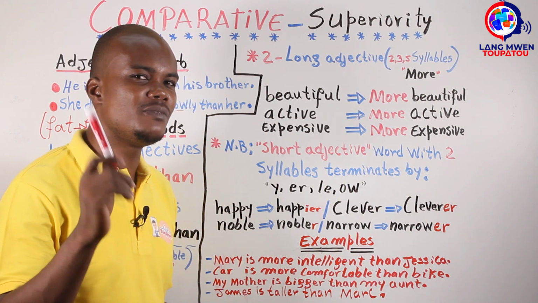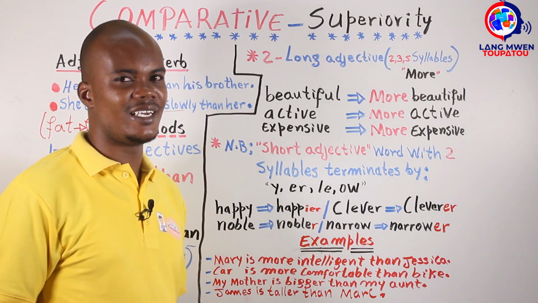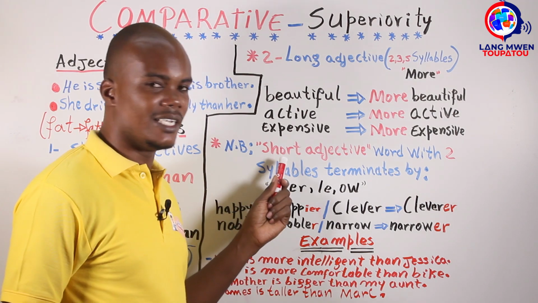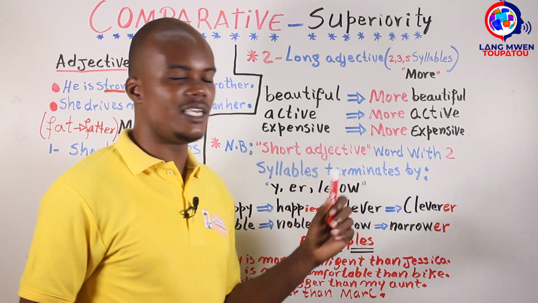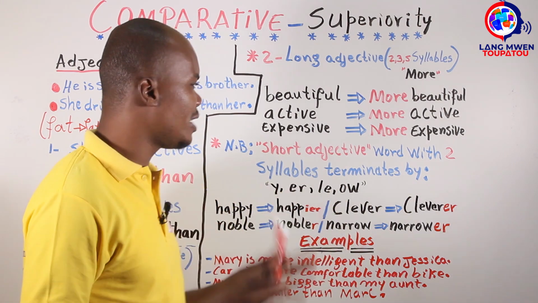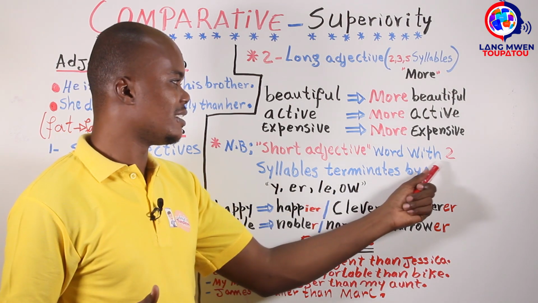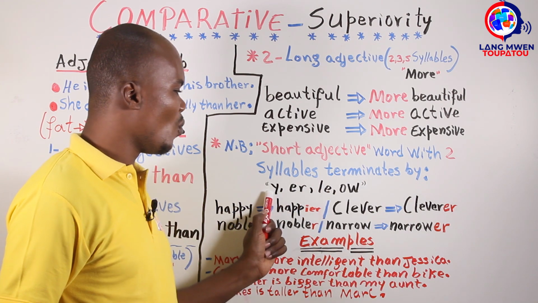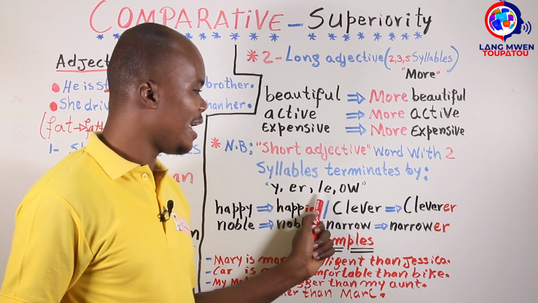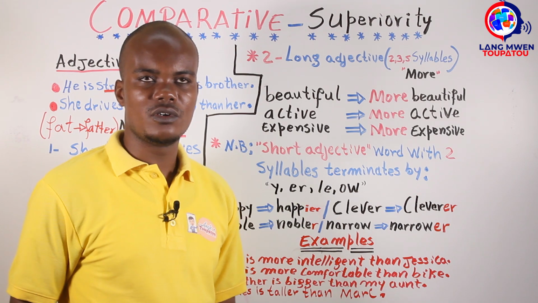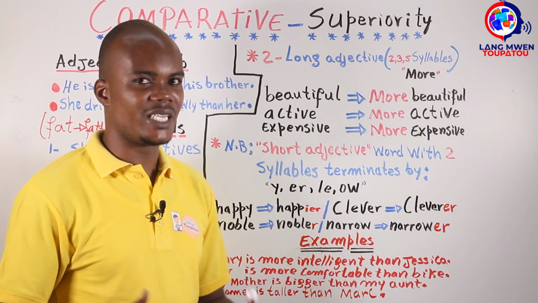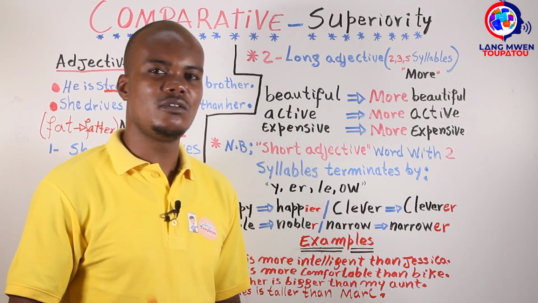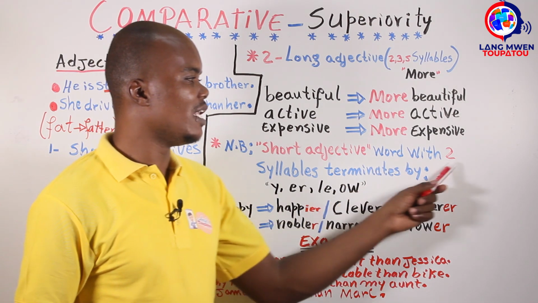But you should pay attention to something. It's a warning. Listen, they consider as a short adjective a word that has two syllables and terminates by Y, ER, LE, or OW. They are considered as short adjectives when an adjective has two syllables.